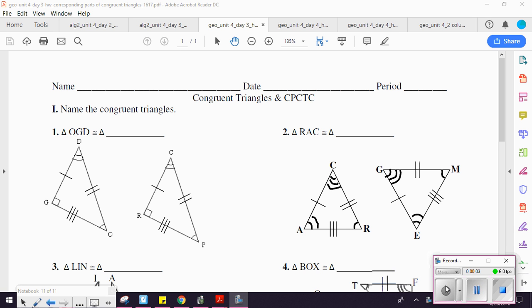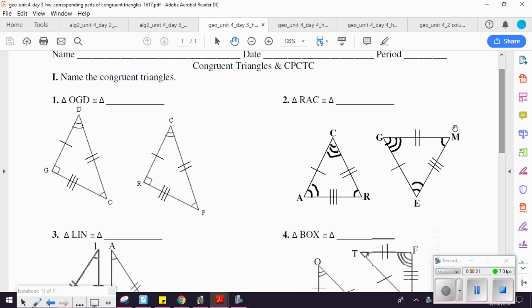This is your tutorial on congruent triangles and CPCTC assignment. I'll do the odd problems with you. So for number 1, it says that triangle OGD is congruent to triangle blank.